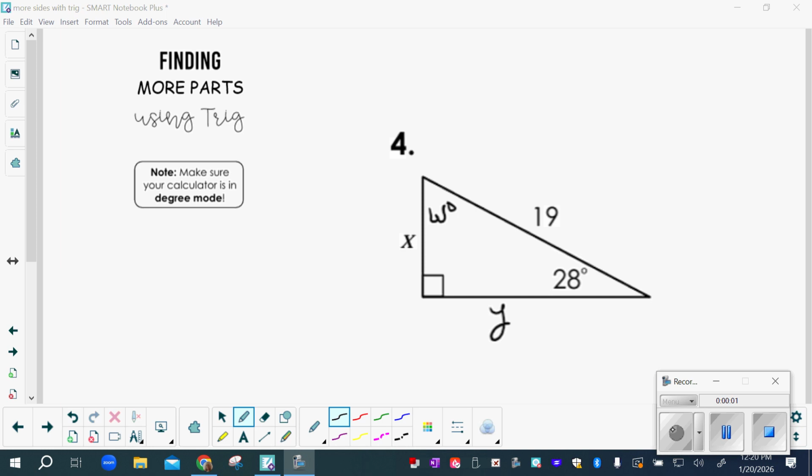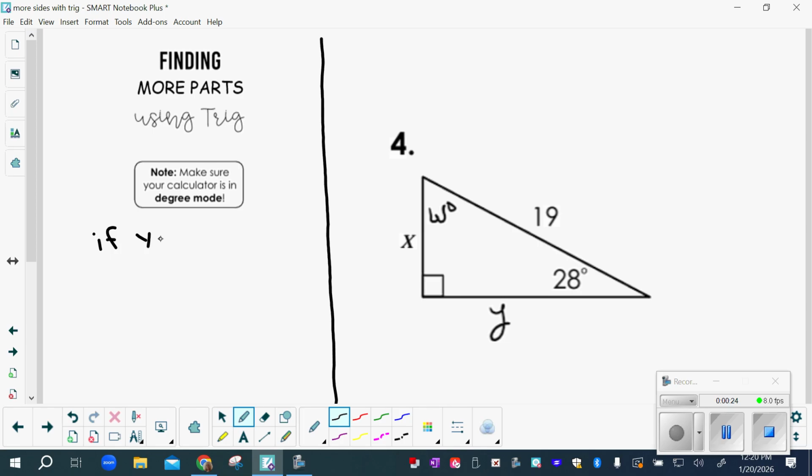Here's what's new today. What's new is we are finding more parts. So the first thing I want you to write on your notes on this side, write down this part. You're going to have a little bit of words that are going to go right underneath here. Here we go. We are finding more parts with trigonometry. And here's what you need to know. What you need to know is this.